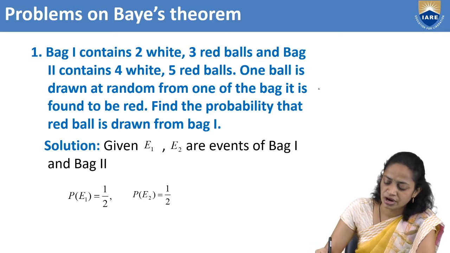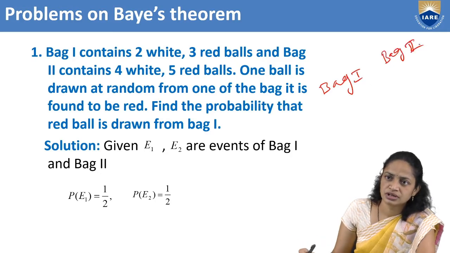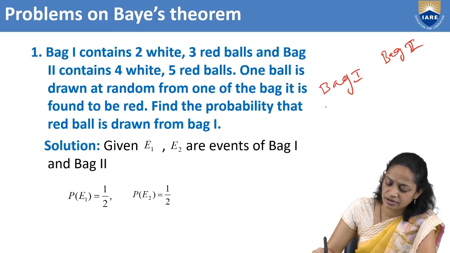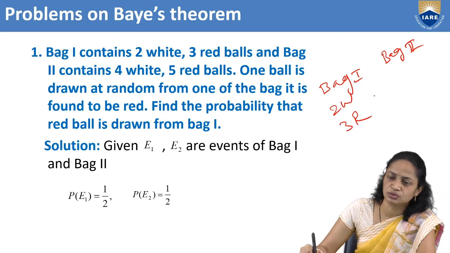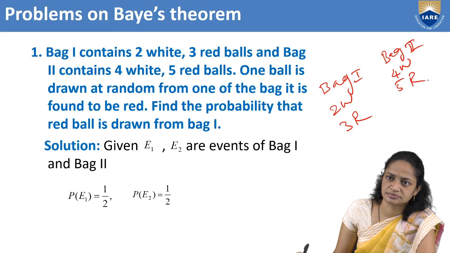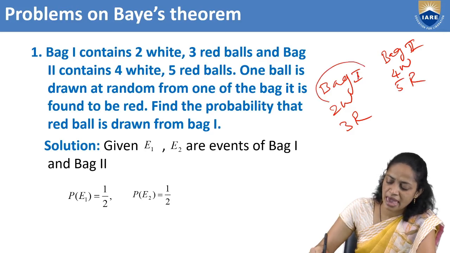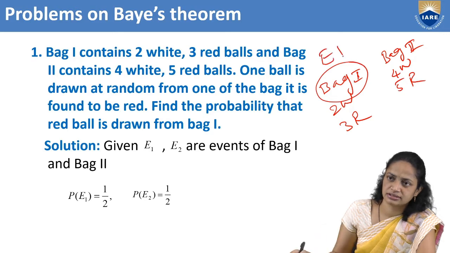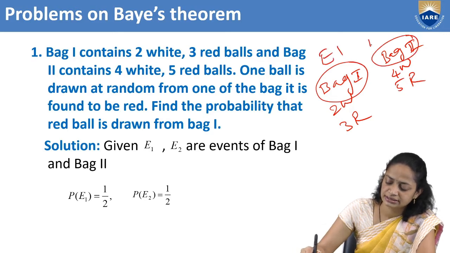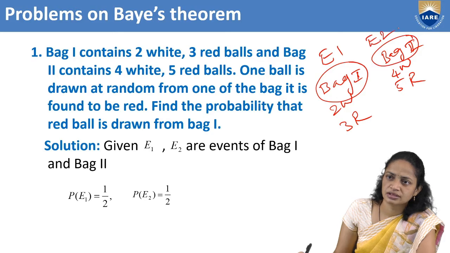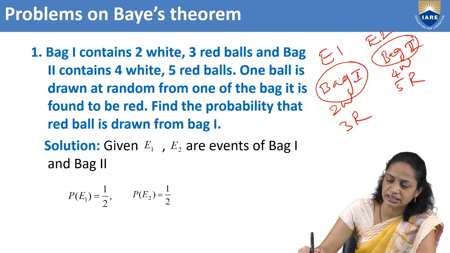So here we have 2 bags. The first one is bag 1 and the second one is bag 2. In bag 1, we have 2 white balls and 3 red balls. In bag 2, 4 white balls and 5 red balls. Here, let us consider bag 1 is E1 and bag 2 is E2.